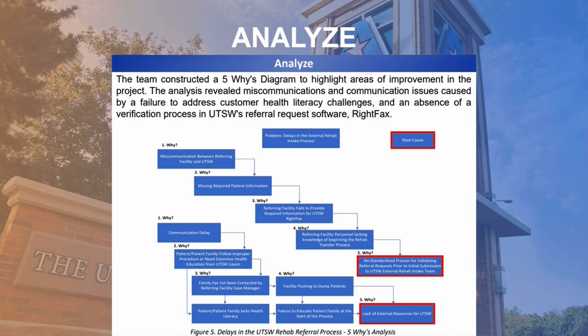Within this 5 whys, we really see that the 2 issues that we consider, the miscommunication between referring facilities and UT Southwestern, as well as communication delays experienced between the 2, really result from, 1, a lack of standardization in the validation process when an external facility is sending over information to UT Southwestern software writebacks, as well as the lack of preparation of external resources in external facilities by UT Southwestern. We're going to use these 2 main root causes to focus and drive our improvements in the improve and control phase of this project.